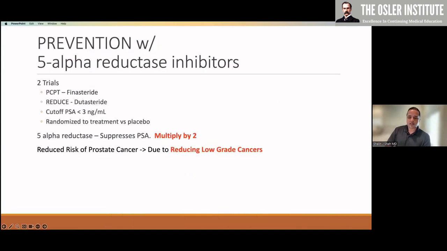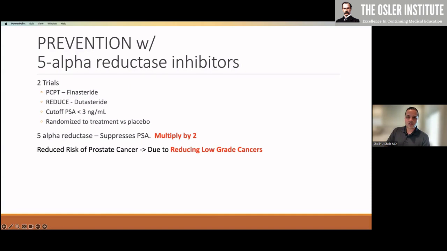The other thing that you may notice is the use of 5-alpha reductase inhibitors. So there are 2 trials that looked at whether these can prevent cancers. This is the PCPT trial that used finasteride, or the REDUCE trial that used dutasteride. The cutoff PSA was men with PSA less than 3 were randomized to treatment versus placebo and then followed.